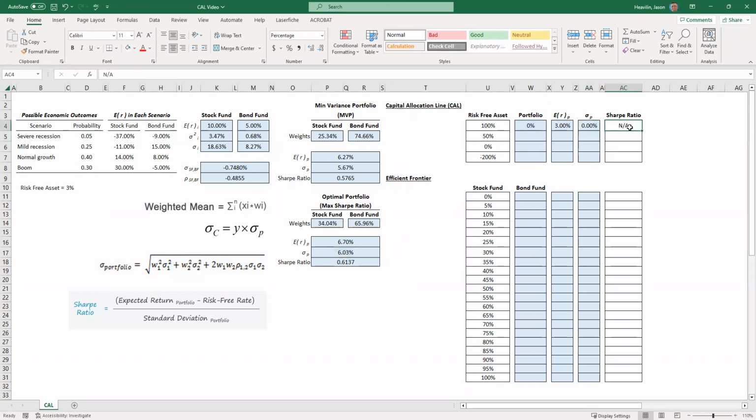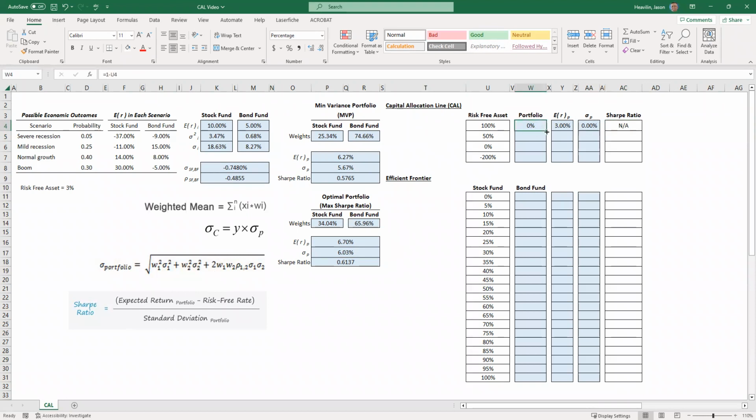The Sharpe ratio here does not apply. We could submit the formula, however, because it's only on the risk-free asset, there is no standard deviation. So it would be like dividing by 0. So it would not apply here.